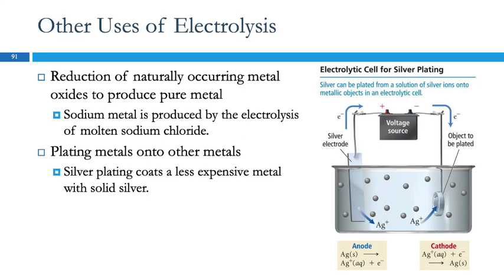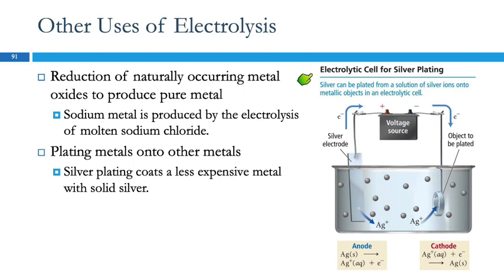We can also plate metals onto other metals. So silver plating. People used to have silverware, right? Utensils, forks, spoons, and knives were made of silver, and they were kind of expensive. But they were really shiny and beautiful. And then people figured out that you could just put a thin coating of silver on the outside of a cheaper metal, and it would look like silver, right? So you can plate a less expensive metal with the more expensive one.